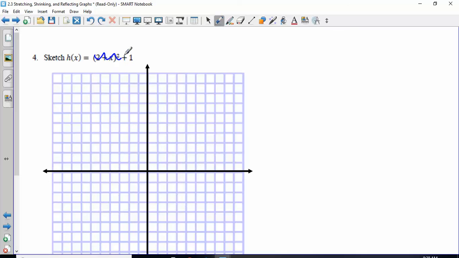All right, this is not the one that you had on yours. I did 2x squared plus 1. This was probably the most challenging one for most of you. So 0 squared is 0, 1 squared is 1. You could do 2 squared is 4, -1, 1, -2, 4. So we have the parabola for our parent function.